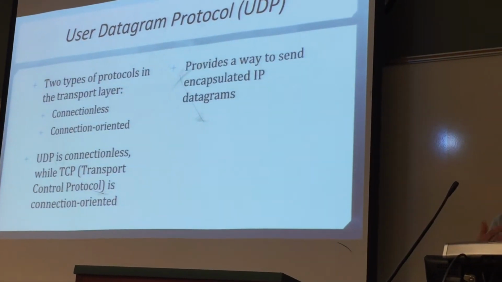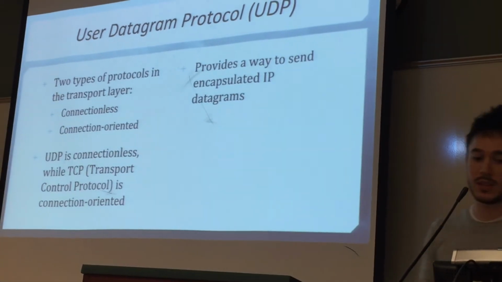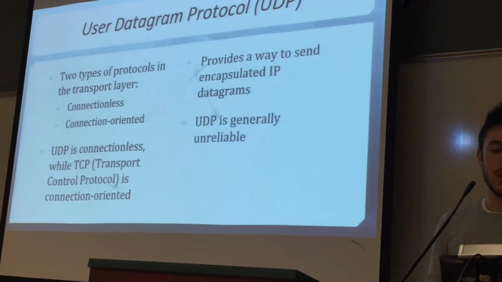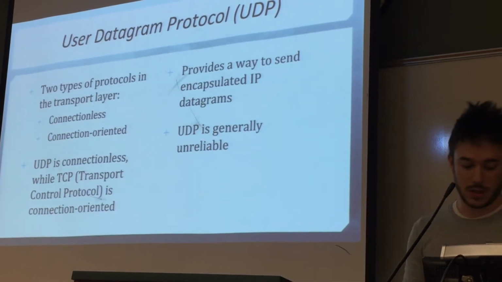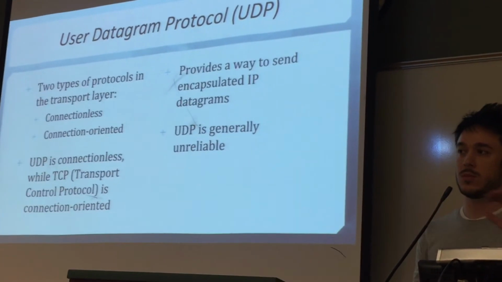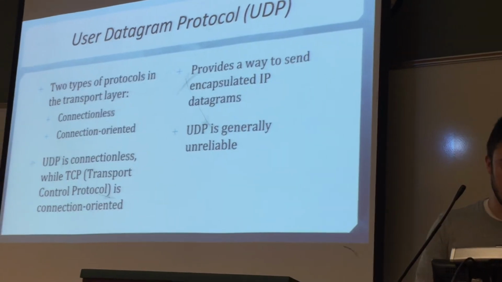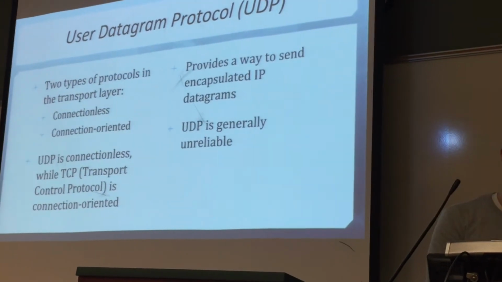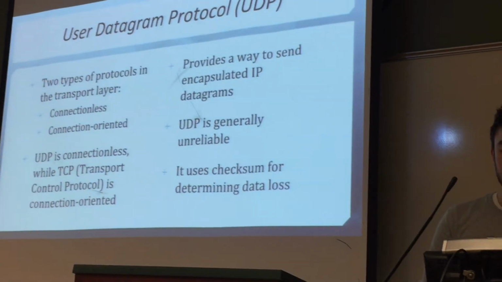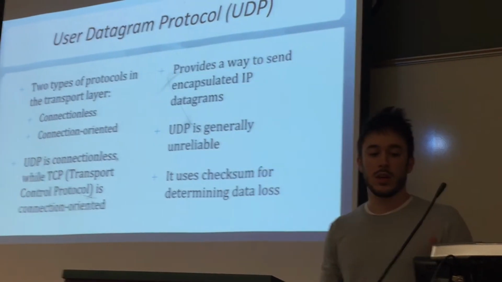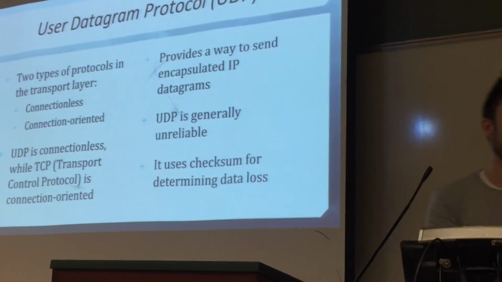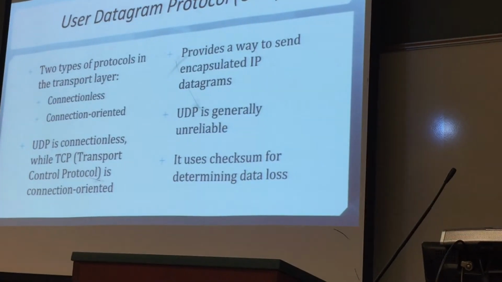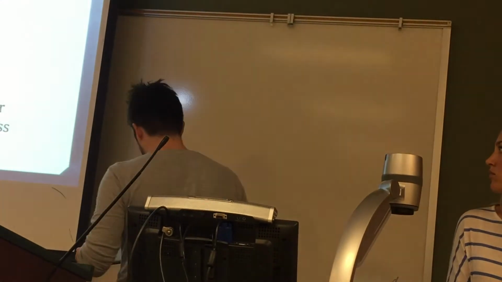So this runs over IP, so it uses IP datagrams to send data, and it's generally known to be unreliable. So TCP is the more reliable counterpart to UDP, and that's partially because UDP allows packets to be lost. It uses checksum for determining data loss, and I'm just going to go over kind of how the checksum works. A little demonstration for you guys.